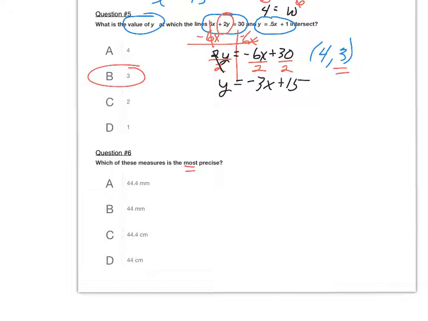So we have millimeters here and centimeters here. Since millimeters are smaller, these are not going to be the most precise. Then the more decimal places you go out to, the more precise your answer. So because A has 1 decimal place, A is going to be your most precise measure. Now the next question, number 7.